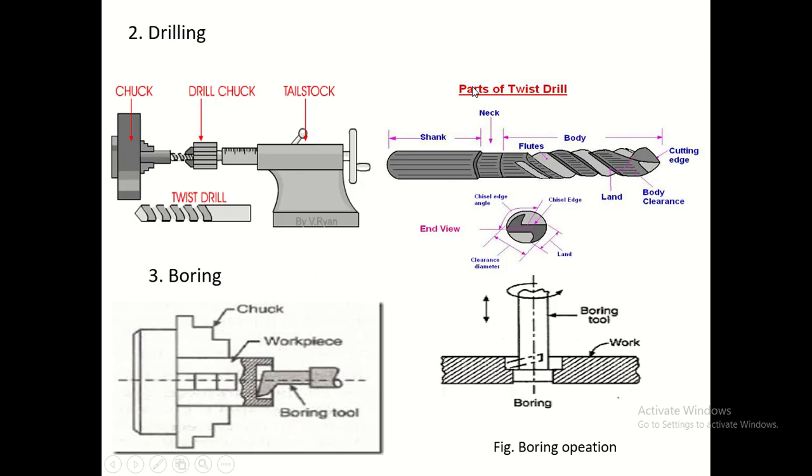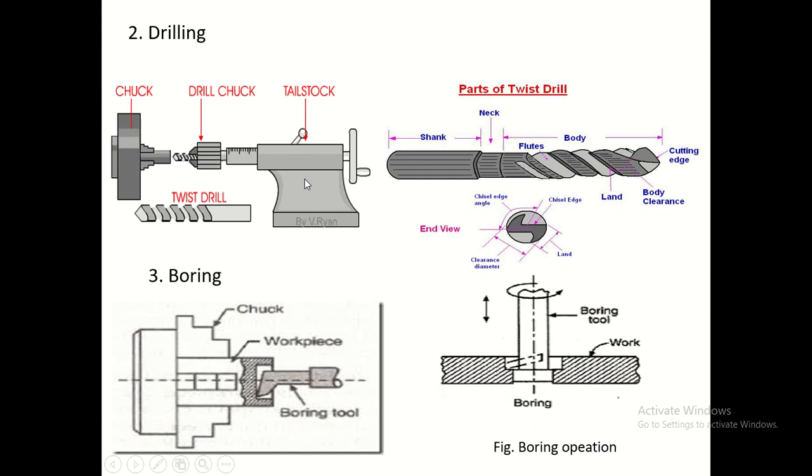Then drilling. For drilling we use drill bits of different diameters. Different diameters means the drill bit diameter is chosen according to the size of the hole to be bored inside the workpiece. This is a simple geometry of the drill bit. This is the body. This portion of the drill tool is inserted inside the workpiece. The flutes remove the chips which are formed, and the cutting edge creates the hole inside the workpiece.